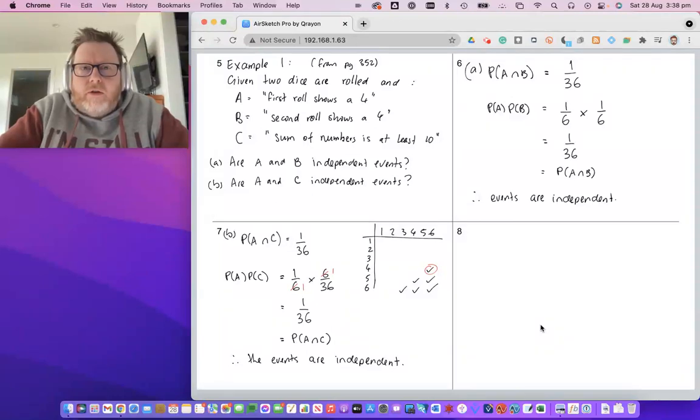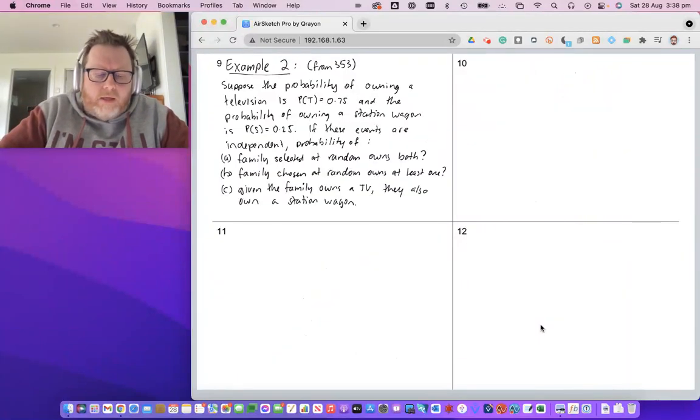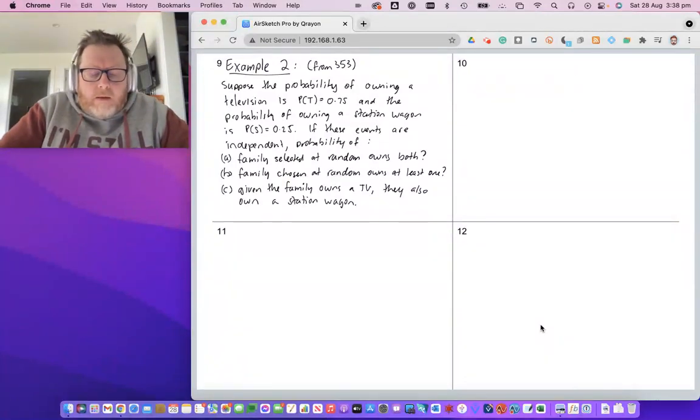Hi, this is the third video in independent probability. The first one covered concepts, the second one covered example one, and you can see it on your screen right now, and the third one is one more example. And this is from page 353 in your textbook, but I've added an extra bit to it for us to explore.